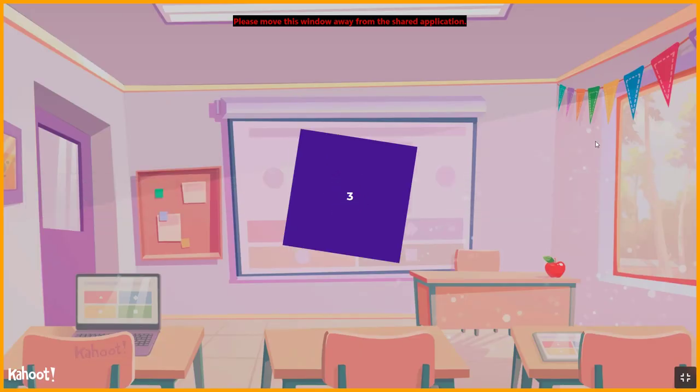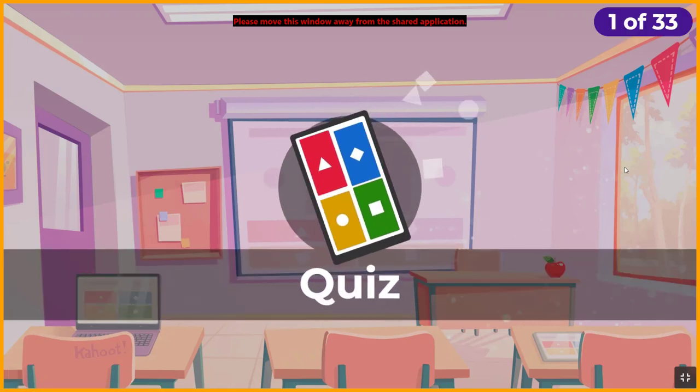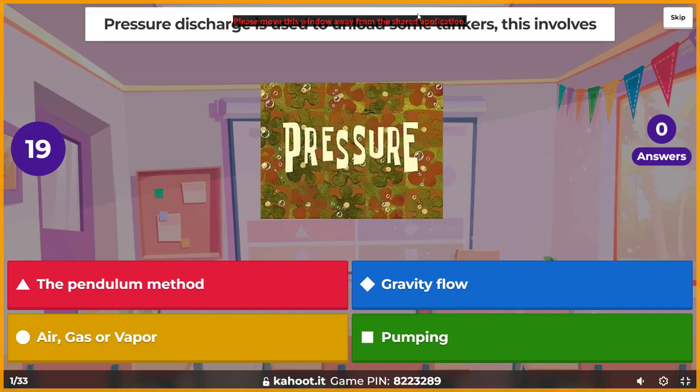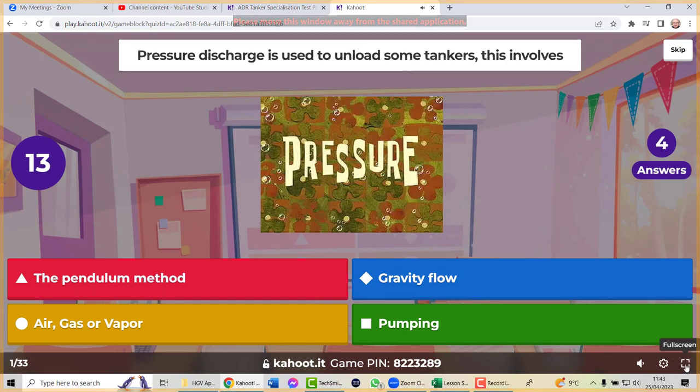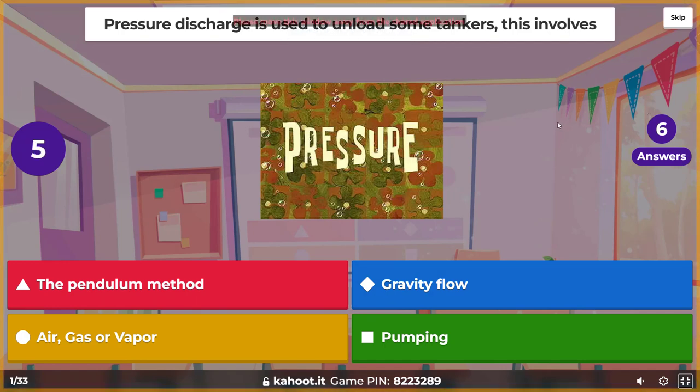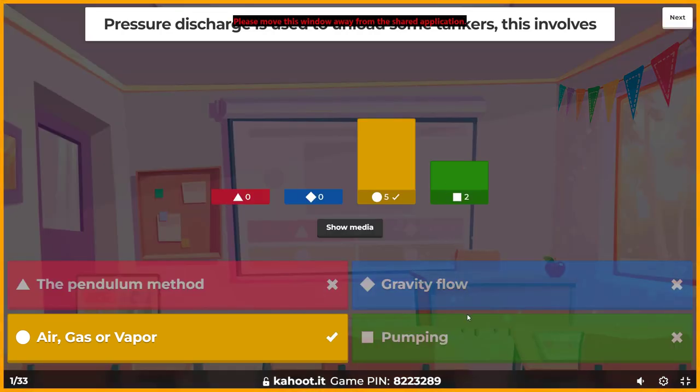ADR Tanker Specialization, this is test 2, April 2023. Okay, pressure discharge is used to unload some tankers. This involves pressure. Pressure is not pumping. Pumping is pumping. Gravity is gravity. When you pressure, you put air, gas, or vapor into a tank to push out the air, gas, or vapor that's in the tank. Okay?